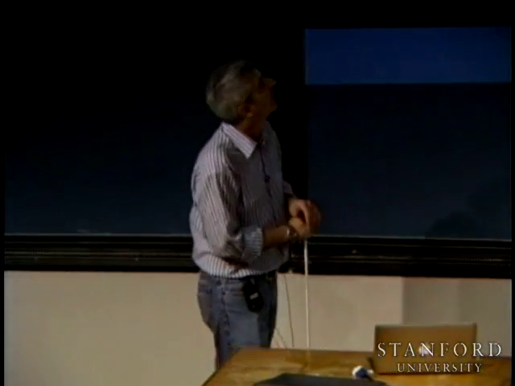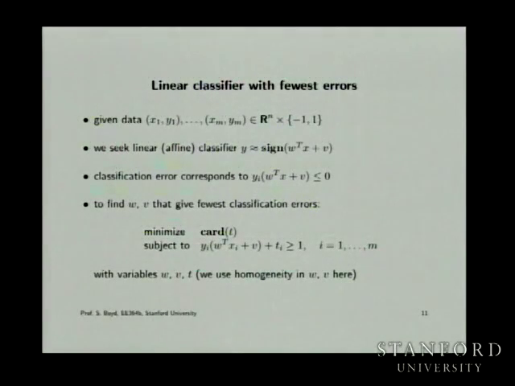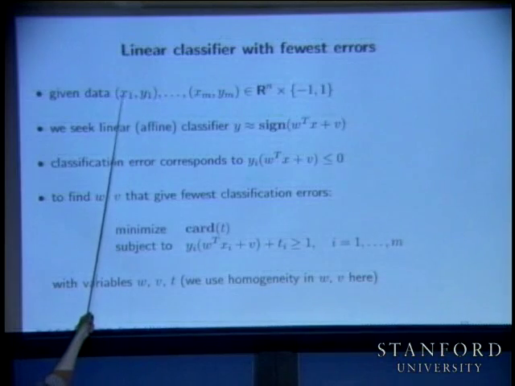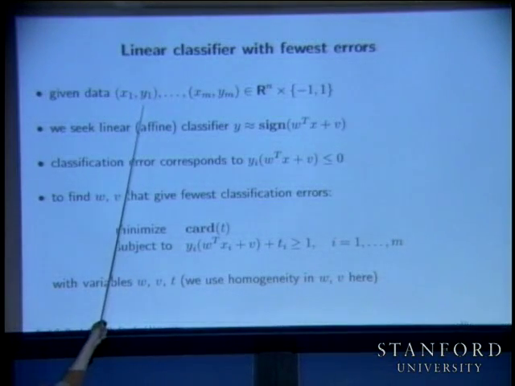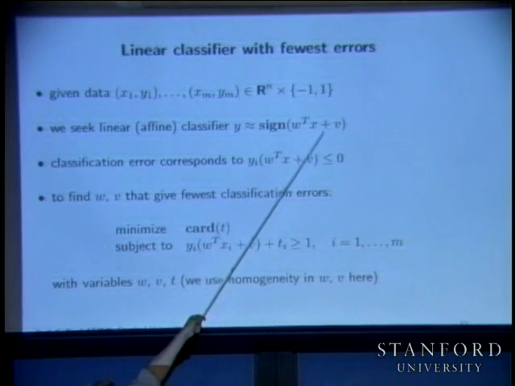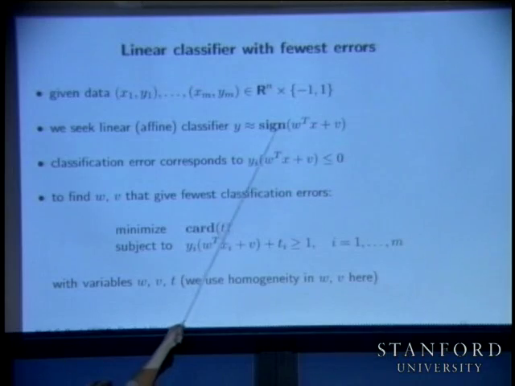Here's one: linear classifier with fewest errors. So we'll do some machine learning type stuff. I have a bunch of data. I have x_1, y_1 up to x_m, y_m. These are vectors, and these are binary labels, so they're plus or minus 1. And what I would like is to find a vector w and an offset v so that sign of (w transpose x plus v) is approximately y. Now, approximately equal means something like you make as few errors as possible.